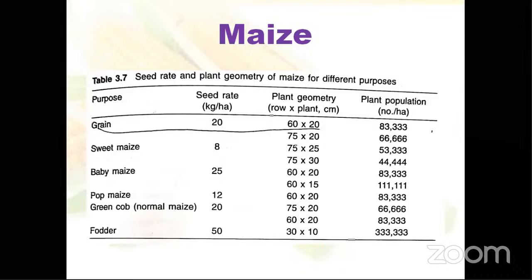Then coming to fodder, it's important. A seed rate of 40 to 50 kg is required. If you go with 13 to 10 centimeter spacing, you have to sow 50 kg and you will get 3,33,333 plants per hectare.